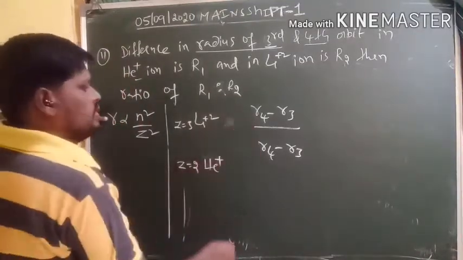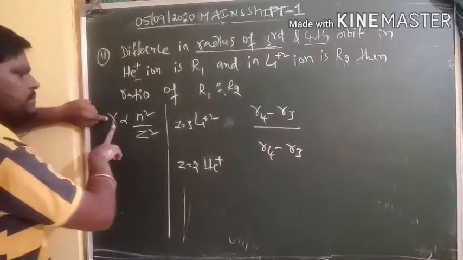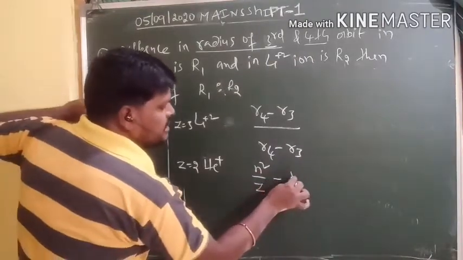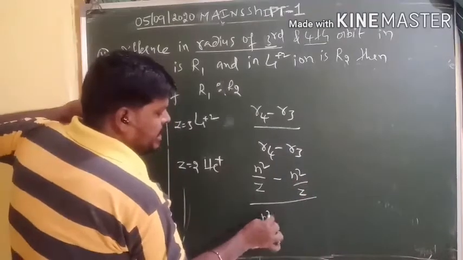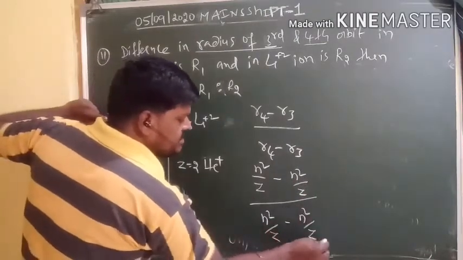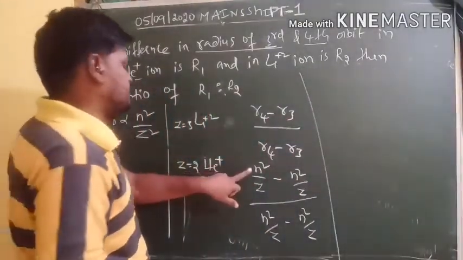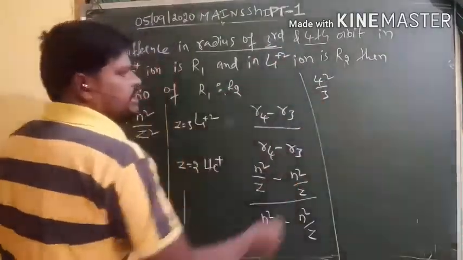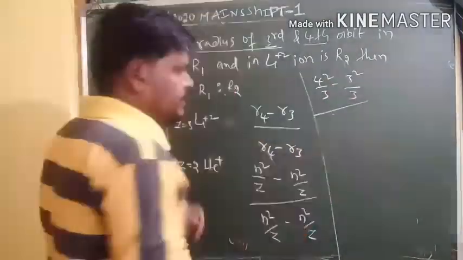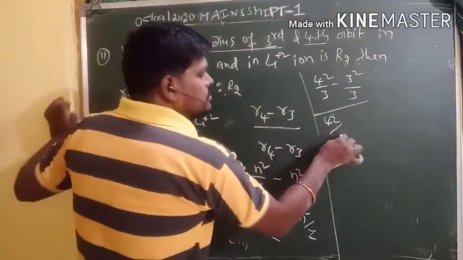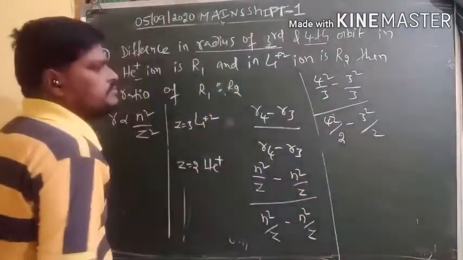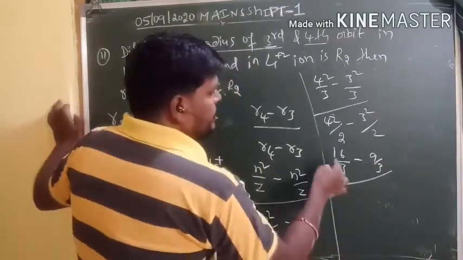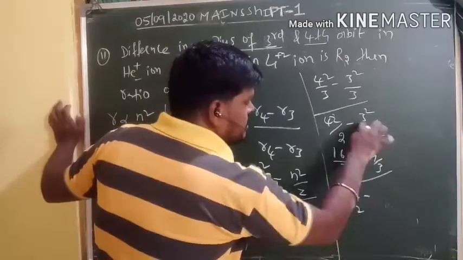What is R, sir? R means, first of all, lithium. Take lithium because fourth orbit. That means N square by Z minus, here also N square by Z, by again N square by Z minus N square by Z here. So what is N square, sir? For lithium orbit fourth, that means 4 square by atomic number 3 minus 3 square by atomic number 3, and for the other, 4 square by 2 minus 3 square by 2. So 16 by 3 minus 9 by 3, and here also 16 by 2 minus 9 by 2.